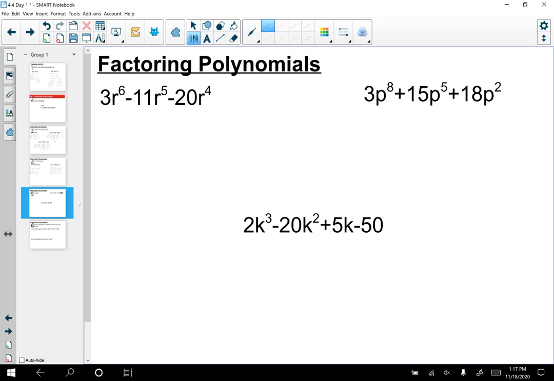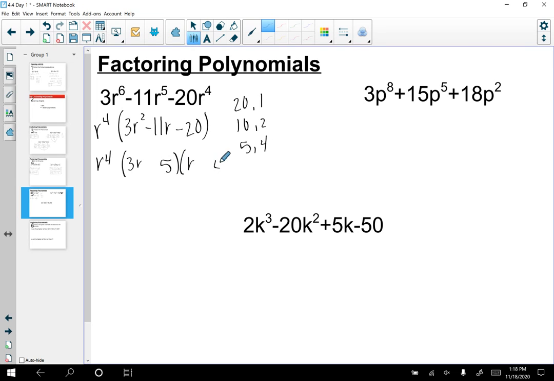Okay, so in the first one, I see an r to the fourth. All right, I'm going to factor out r to the fourth. And now I'm left with 3r squared minus 11r minus 20. All right, now I'm back to a quadratic, and I know I can factor that. So I'm at r to the fourth. I can split up my 3r and r, and I think about 20 and 1. I have 10 and 2, or I have 5 and 4. And like I always like to start with the 5 and the 4, so I'm going to go ahead. 5 and 4. I get 5r and 12r. Anyway, with 5 and 12, I can get to 11? No, so then I'm going to switch them.